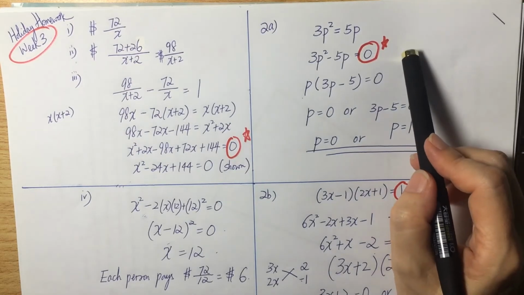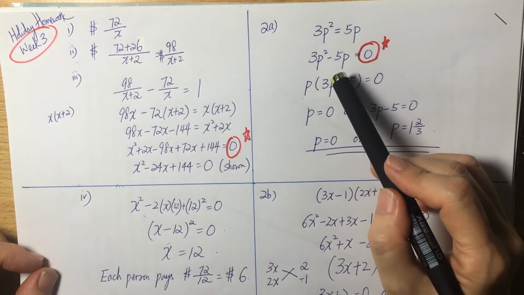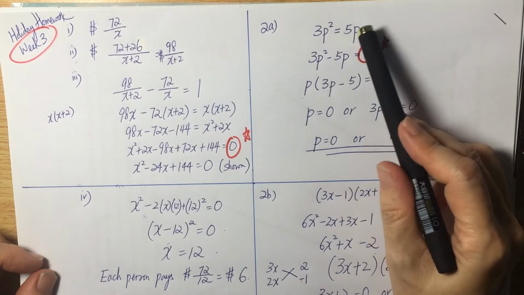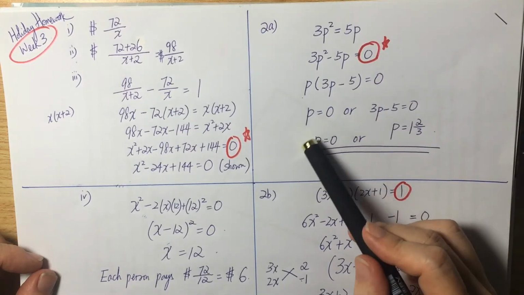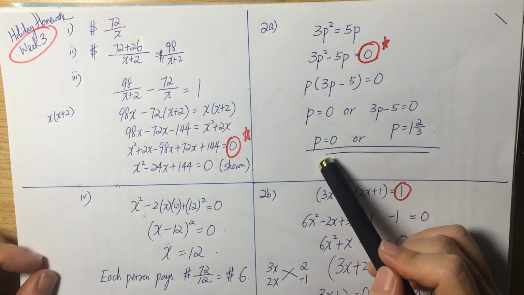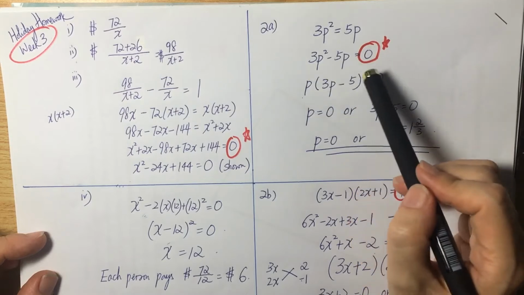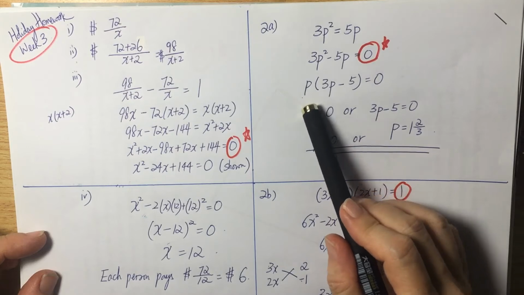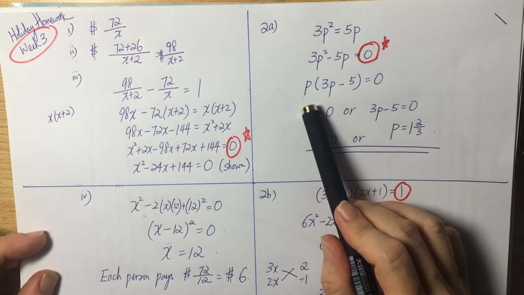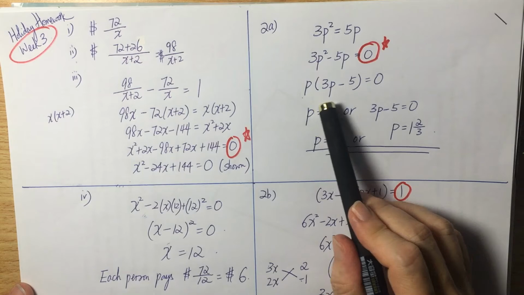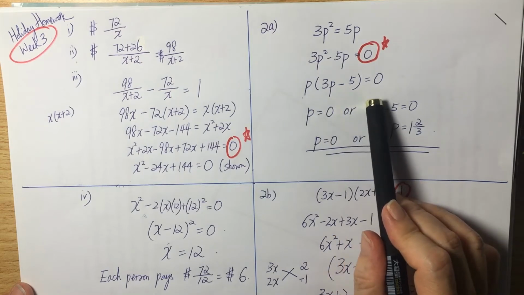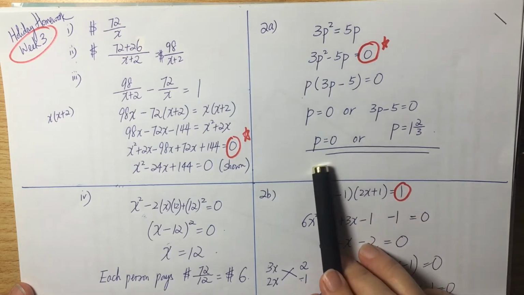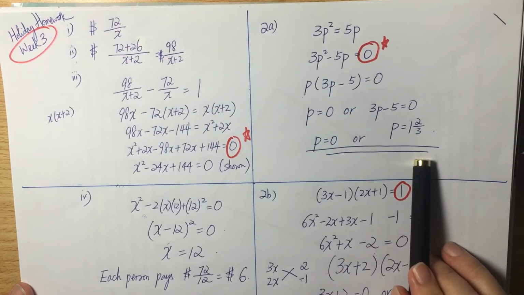Okay, question 2a, you have an equation like this. We always bring all of the terms to one side. Don't do cancellation. If you do cancellation, you're going to miss out one set of answers, which is p equals 0. So you always bring them to the same side and keep one side equal to 0, and then do factorization, bring out the common factor of p, and so you have p times 3p minus 5 equals 0. So either p is 0 or 3p minus 5 is 0. So p is 0 or p equals 1 and 2/3.